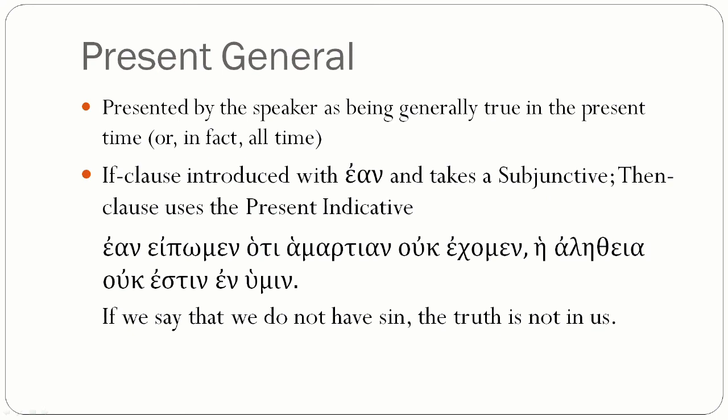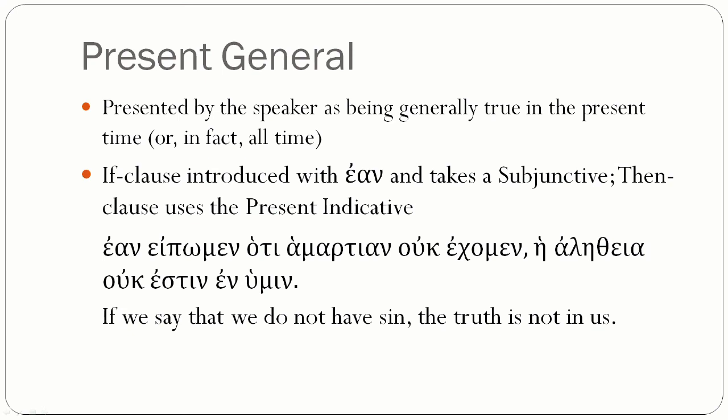The if clause with this present general is going to be introduced with ean, and because it's ean, it's going to take the subjunctive. Your then clause is going to use the present indicative. So I think all of your then clauses use the indicative, but they use it in various ways. Here it's just straight up present indicative, but it's introduced the if clause with ean plus subjunctive. And here's an example. Ean eipomen, right off the bat, ean plus your subjunctive.